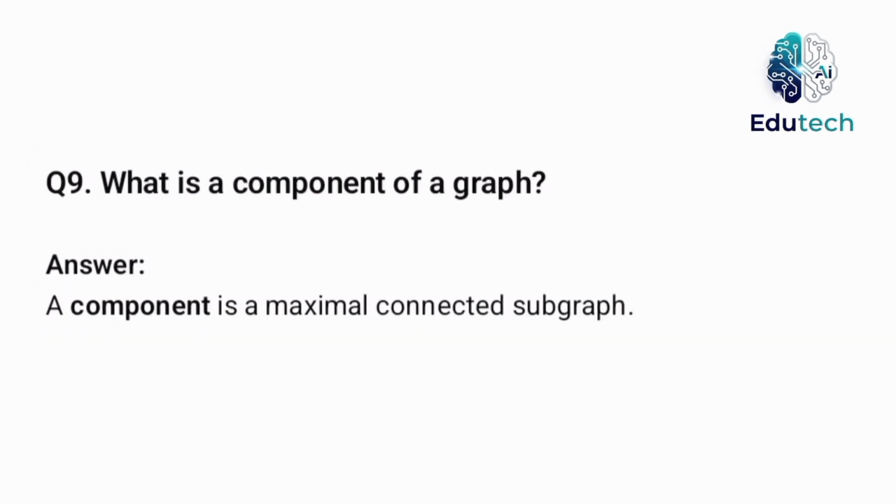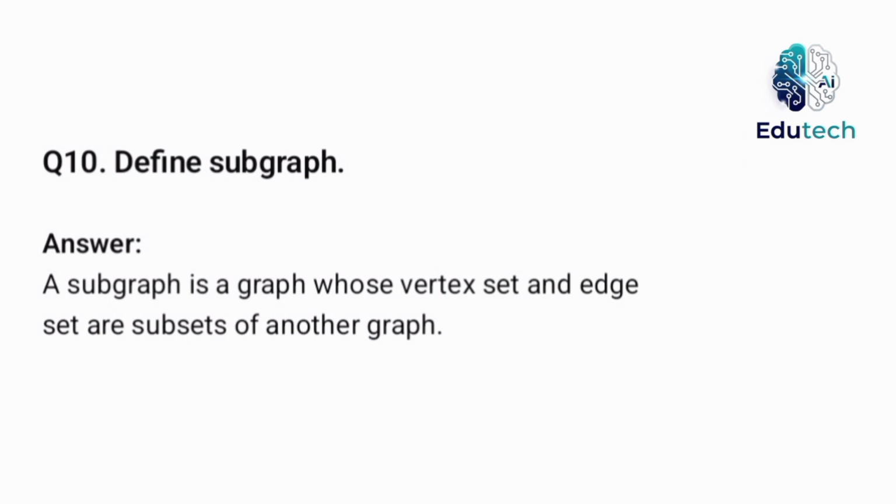What is a component of a graph? A component of a graph is a maximal connected subgraph. This means it is connected and cannot be extended by including any additional vertices or edges from the graph without losing connectivity. Define subgraph. A subgraph is a graph formed from a subset of vertices and edges of a given graph. The vertices and edges of the subgraph must be taken from the original graph and their incidence relations must be preserved.